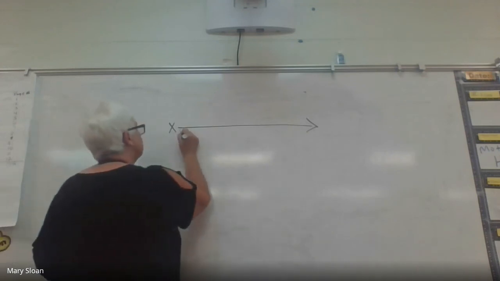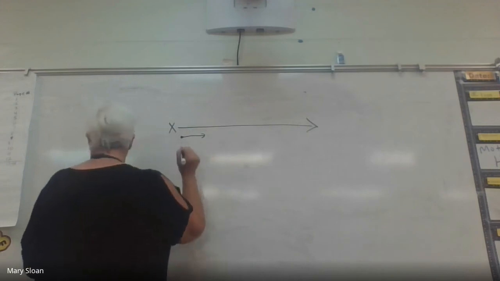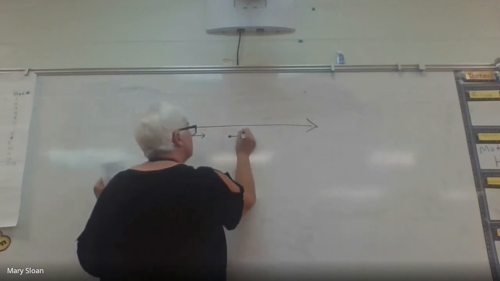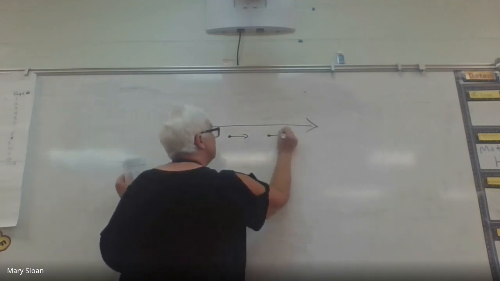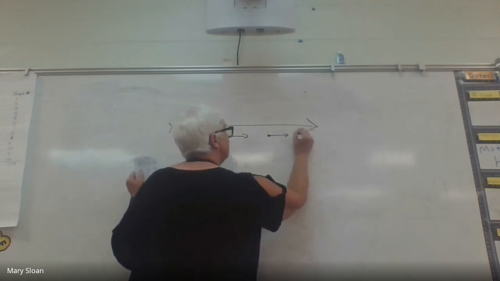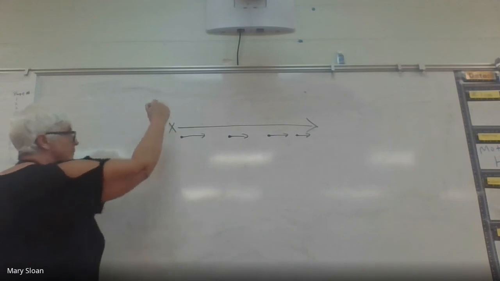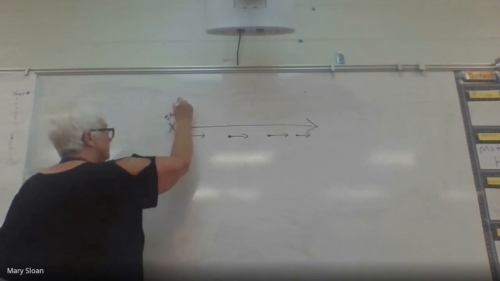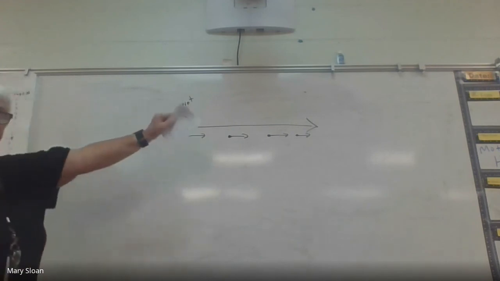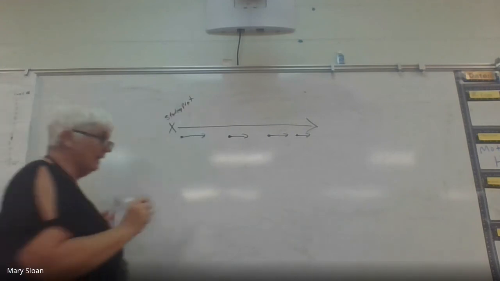So here, I have this. I have this. I have this. And I have this. Okay? Now, X is my starting point. It's telling us the car is traveling down the road in a positive position.